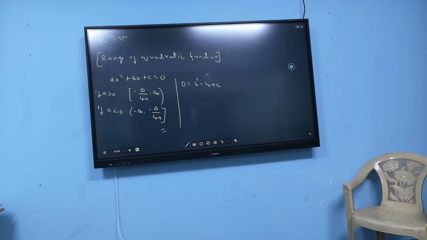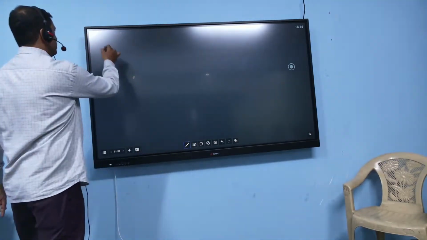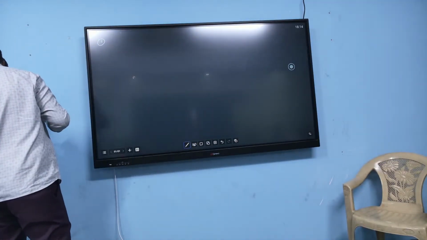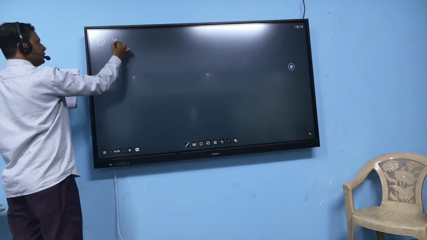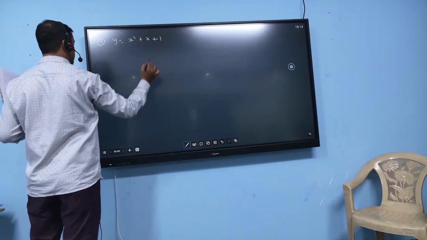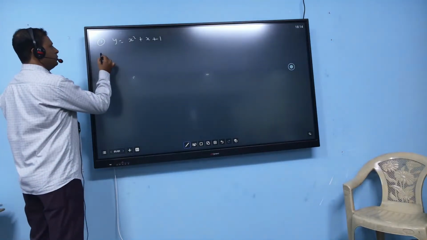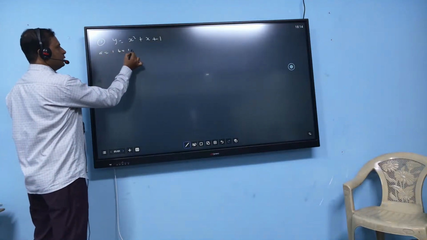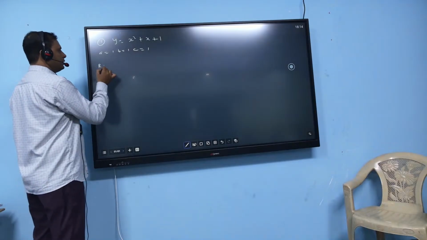Okay, take down the problem. Y is equal to x square plus x plus 1. Is this a quadratic equation? Yes. So here a is equal to 1, b is equal to 1, c is equal to 1. Is a greater than 0? So what is the formula of range?